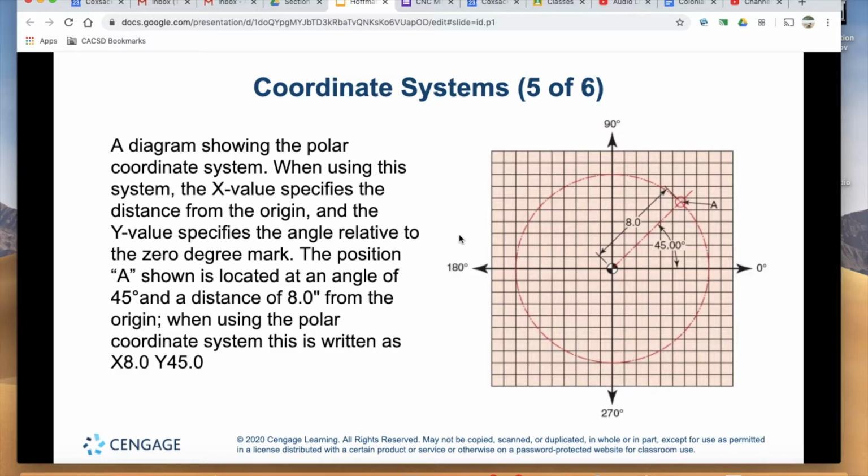So here's a diagram showing the polar coordinate system. When using this system, the x value specifies the distance from the origin, and the y value specifies the angle relative to the 0 degree mark. So we have A at x8, and then the angle of y is 45 degrees. So the coordinate is going to be x8, y45.